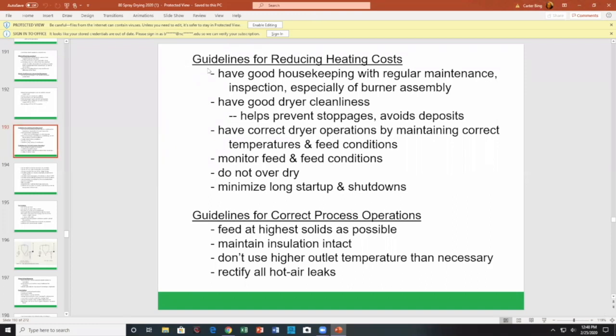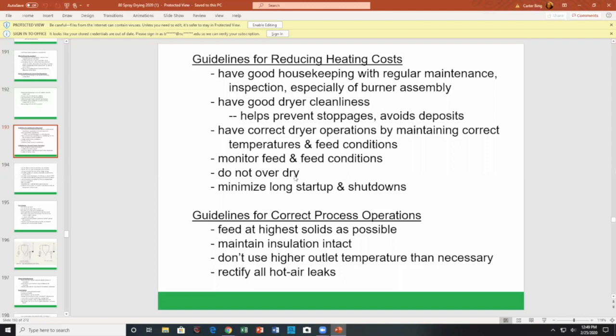We're back. Guidelines for reducing heating costs: good housekeeping with regular maintenance and inspection, especially of the burner assembly. Have good dryer cleanliness, which helps to prevent stoppages and avoids deposits. Have correct drying operations by maintaining correct temperatures and feed conditions. Monitor the feed and feed conditions. The question is, is your feed changing on you? And how do you know that it isn't changing on you?